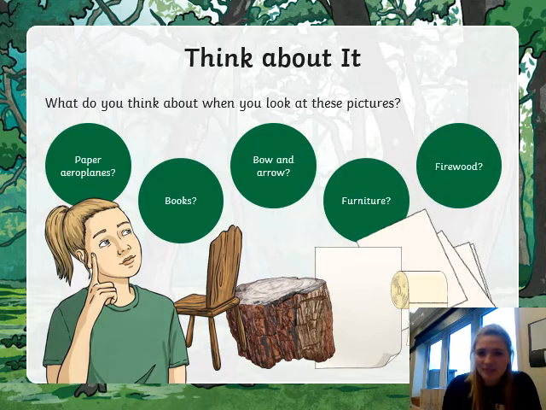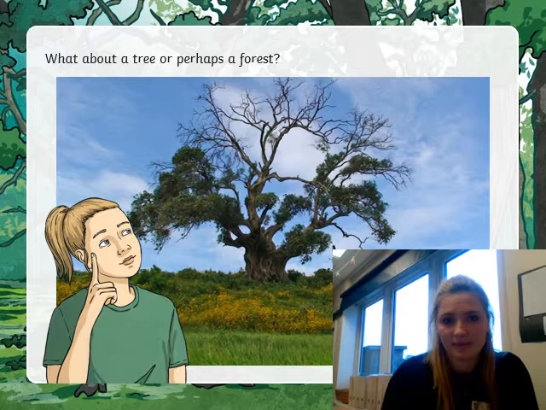Okay, so here are a few things you might have thought about. Paper aeroplanes that you can make from the paper, bow and arrows, books made out of paper, furniture or firewood. So obviously all of this we can turn into these objects.